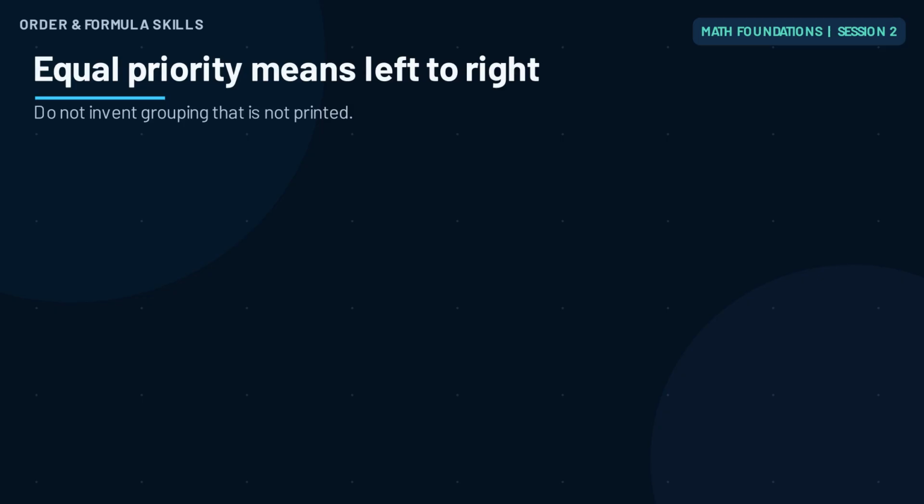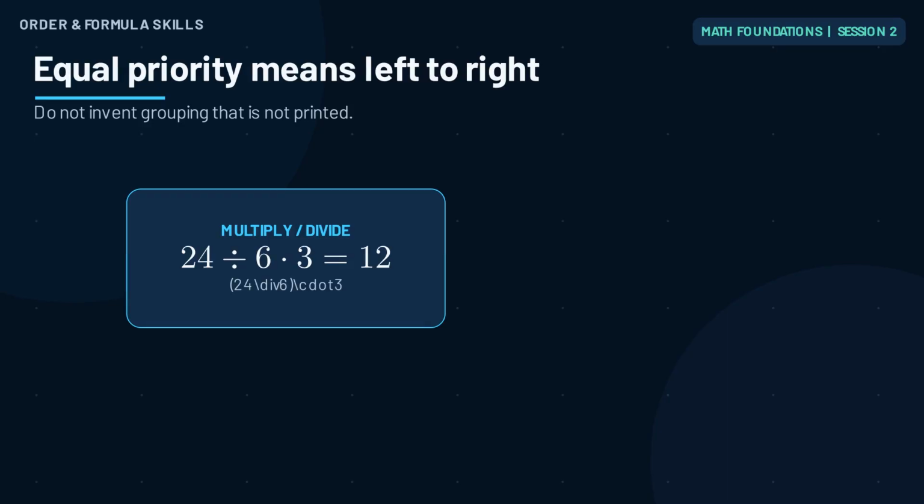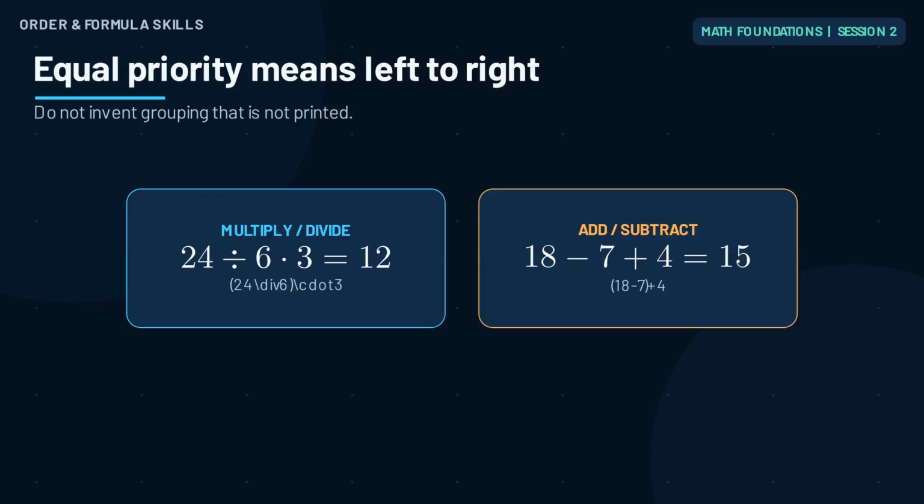Look at 24 divided by 6 times 3. Division and multiplication share a level, so read from left to right. 24 divided by 6 is 4, and 4 times 3 is 12. If we multiply 6 times 3 first, we silently invent parentheses and get a different answer.